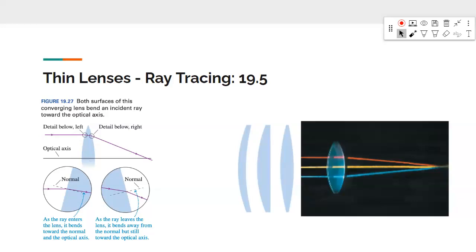So for example, you can see that at this point, the normal line is right here. And they draw this in this lower picture. And so as light enters this lens, it curves toward that normal line. So by changing the size of the circle, the radius of that circle on the front, we can change where the normal line is oriented, right?